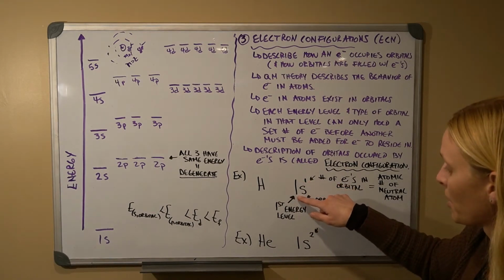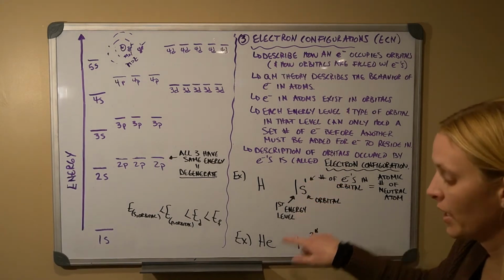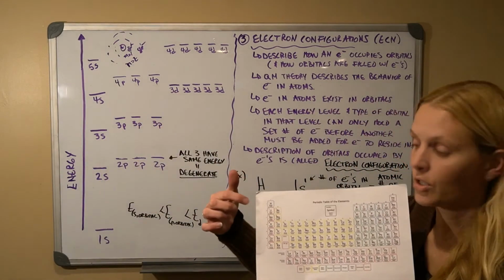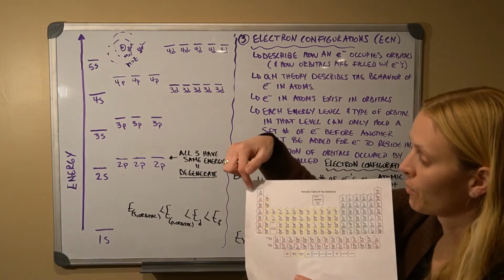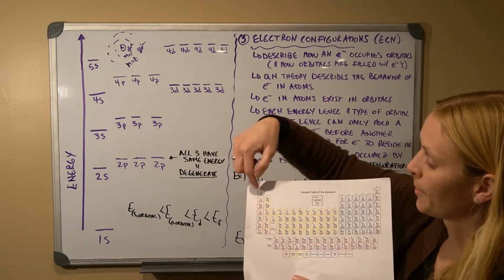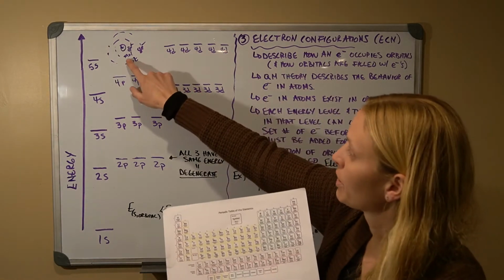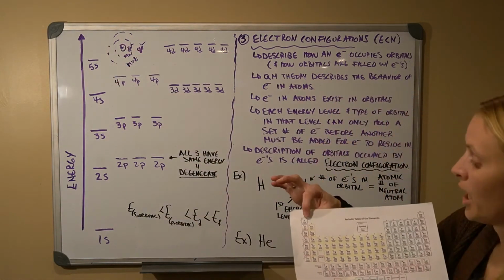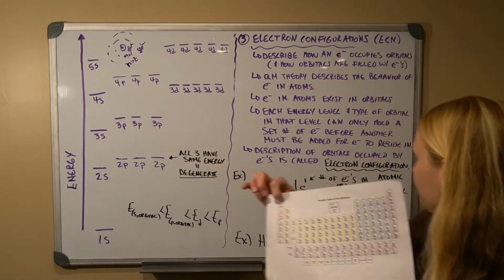The first number designates the energy level that hydrogen resides in. So this is n equals 1. The quantum number n refers to the row on the periodic table. So 1, this first energy level, would be the first energy level outside of the nucleus. And its atomic number is 1.